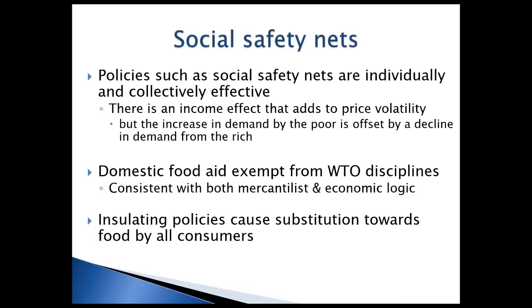Social safety nets are going to be individually and collectively effective. You can transfer to the poor who need food. That will help them meet their basic needs for food security. These measures are all allowed by WTO. There are no obstacles there.